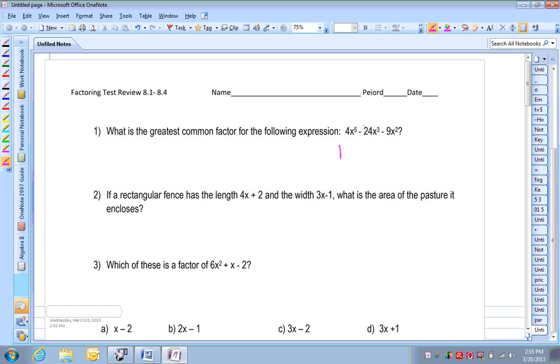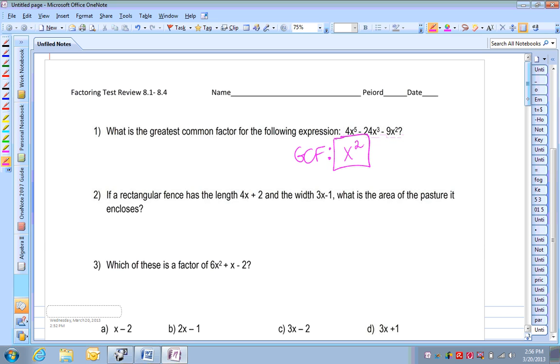And then I now look at my variables, and I realize that they all have an x with them. And not only that, they all at least have an x squared. So my GCF is 1x squared. Now, you do not have to put that 1 in front of the x squared. You really can just write x squared and you're good to go.